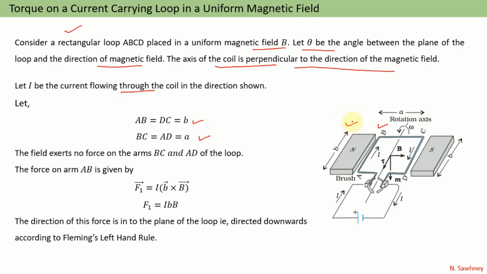If you look carefully, the field will exert no force on the arms BC and DA of the loop, and the force on the arm AB will be given by I into B cross B, because we are aware of this formula that a current carrying conductor placed in a magnetic field experiences this much force. As it is perpendicular, it will exert the force of I B into capital B, and the direction of this force is in the plane of the loop as given by Fleming's left hand rule.